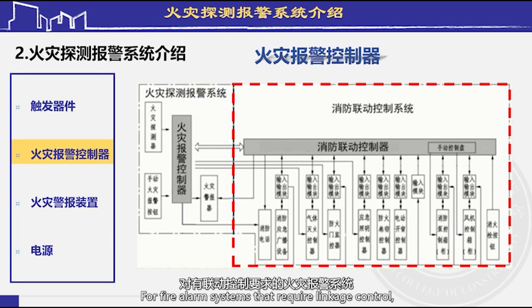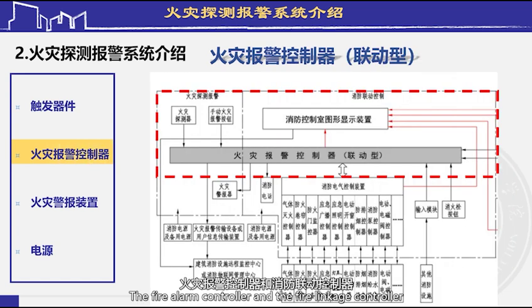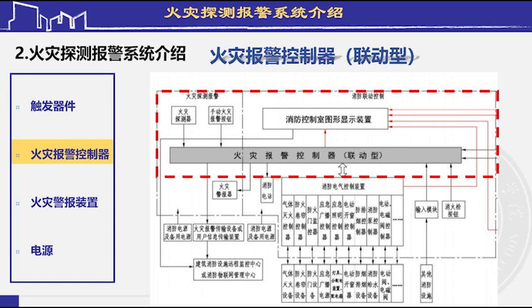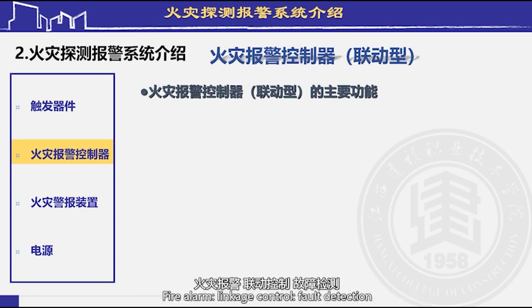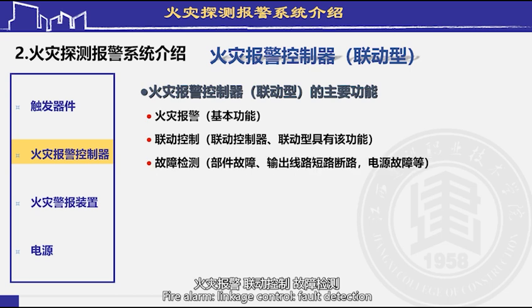For fire alarm systems that require linkage control, a fire linkage controller needs to be installed. The fire alarm controller and the fire linkage controller can be independent of each other, or integrated products, known as fire alarm controllers, linkage type, which are widely used in practice. The main functions of the fire alarm controller, linkage type are fire alarm, linkage control, and fault detection, that is detecting component faults, output line short circuits, power failures, etc.